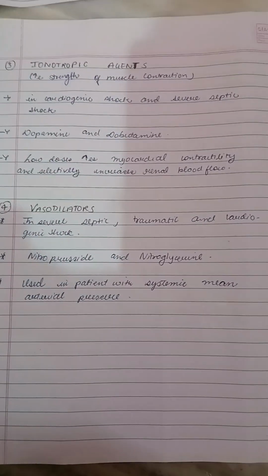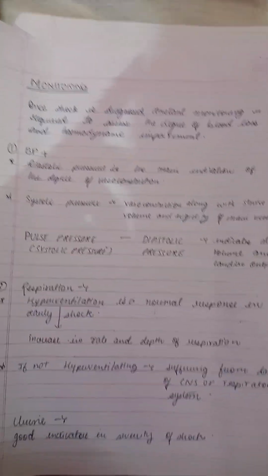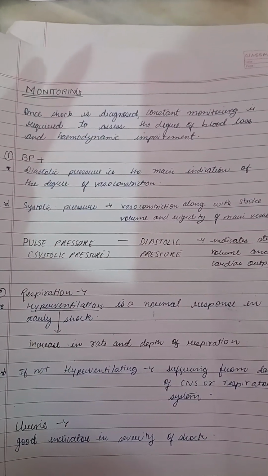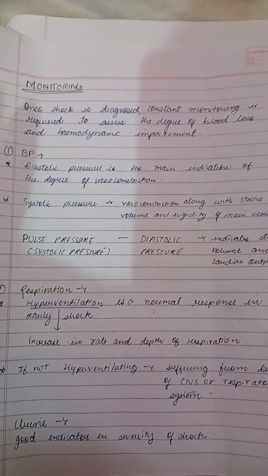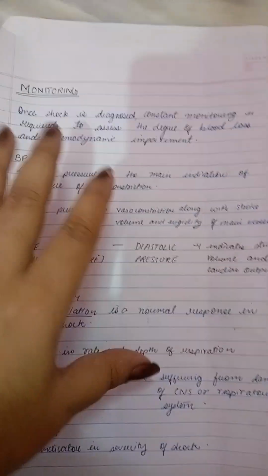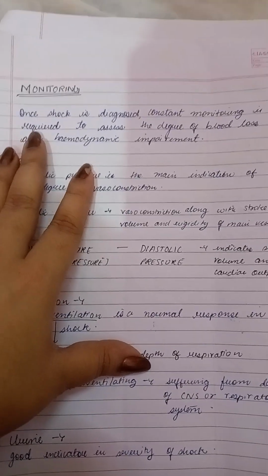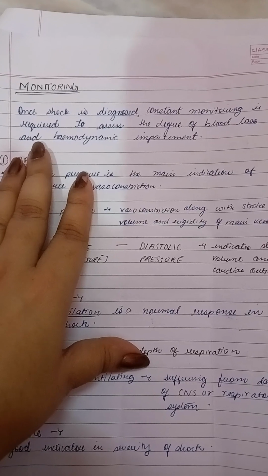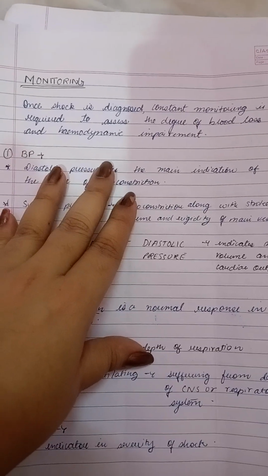Okay. Now coming to the next part, that is monitoring. So we have dealt with resuscitation, fluid therapy and drugs. Now we will start monitoring, and this monitoring will be the end of the management part. Okay. Monitoring. Once shock is diagnosed, constant monitoring is required to assess the degree of blood loss and hemodynamic impairment.